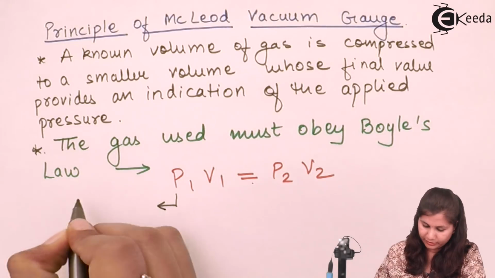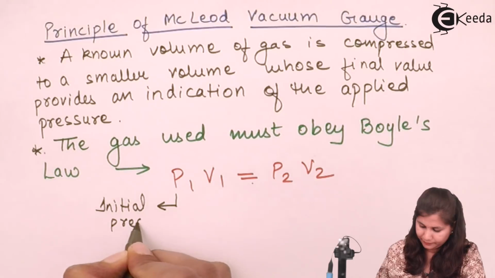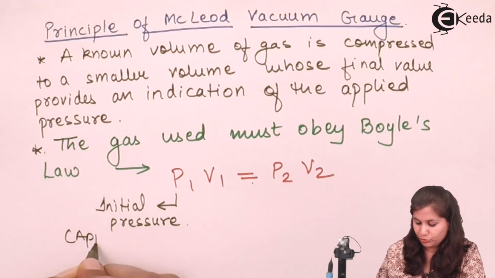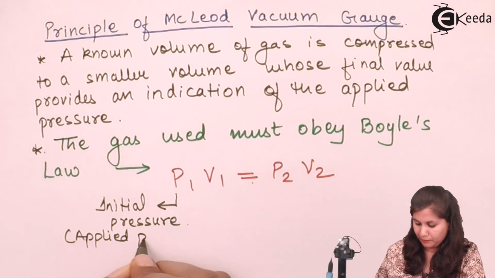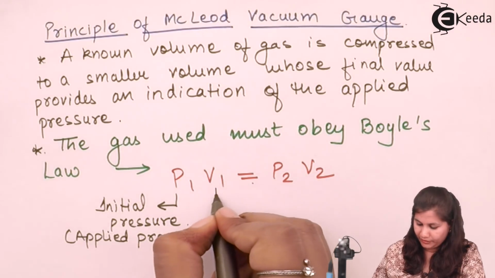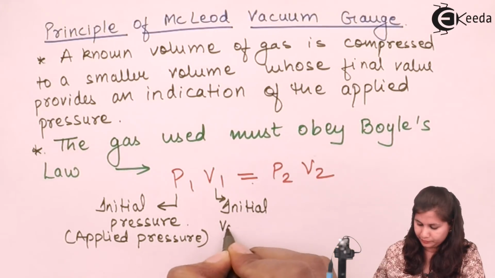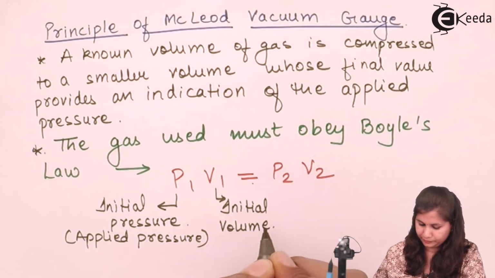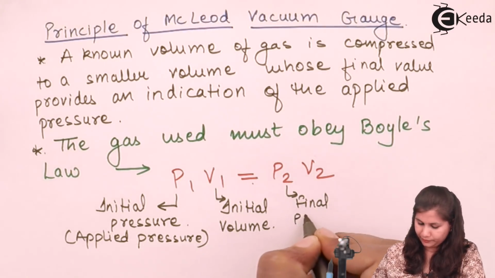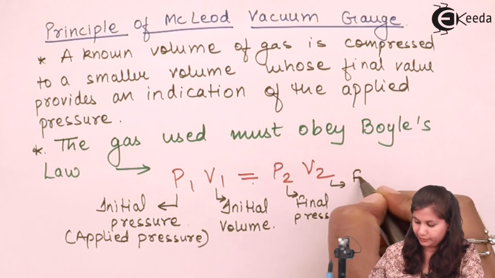Here P1 is the initial pressure, or we can say that it is the applied pressure which we want to measure. V1 is the initial volume, P2 is the final pressure, and V2 is the final volume.